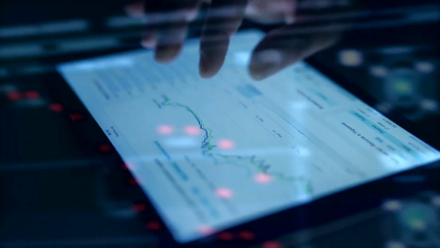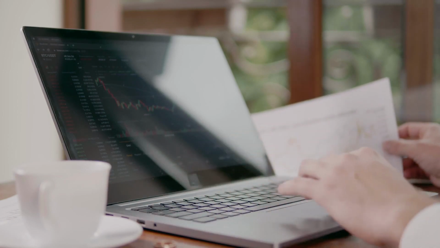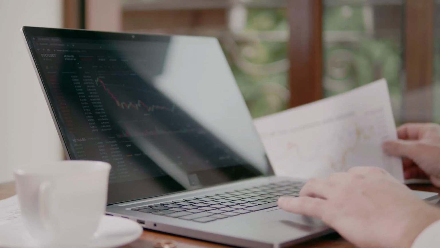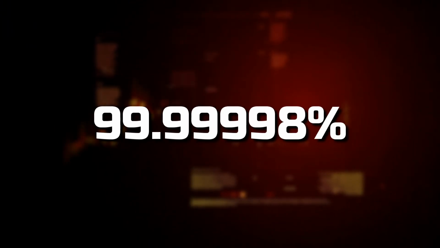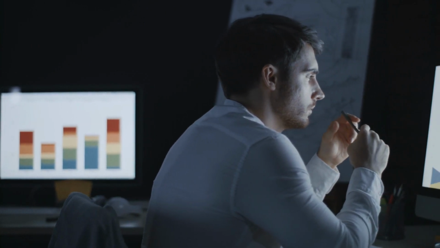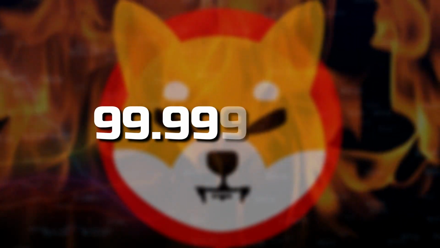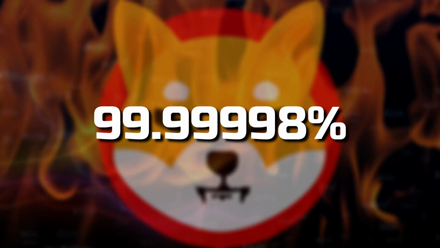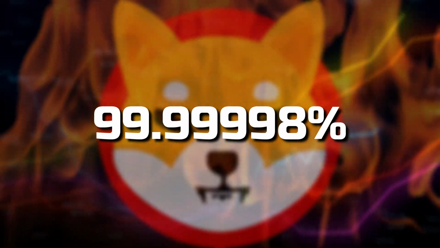Assuming Shiba Inu's total value of $6.9 billion remains the same, the existing supply of 589 trillion tokens will need to shrink to just 6.9 billion. That's a reduction of 99.99998%. But even if that happens, the result might not be what investors expect. For it to work, every holder of Shiba Inu will need to burn 99.99998% of their tokens, which means the overall value of their position would remain exactly the same.